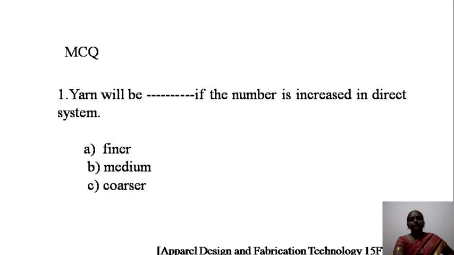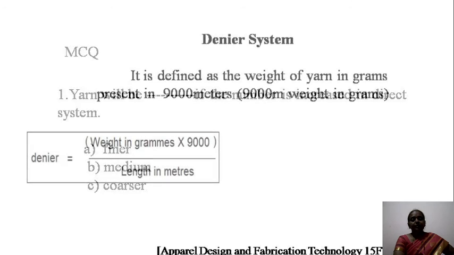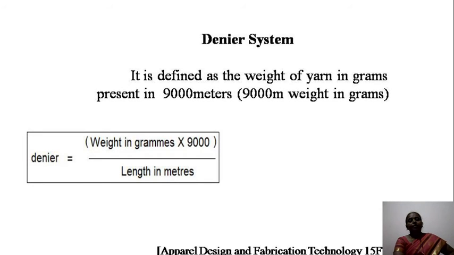What is the direct system? What are the merits and the demerits? You have to remember the merits and the demerits of the direct system of yarn count, and which unit is variable and which unit is fixed here. So it is the weight of the yarn in grams present in 9000 meters, that is, length is fixed, weight is varying.